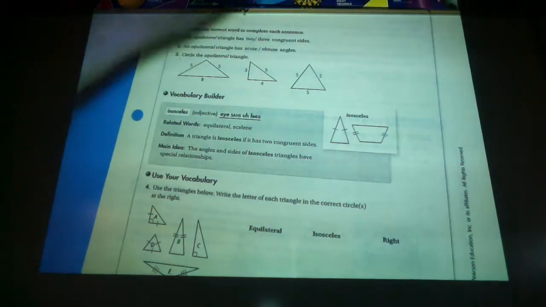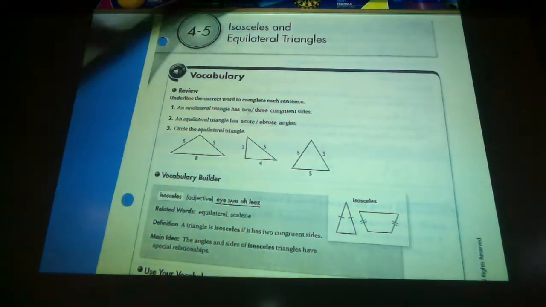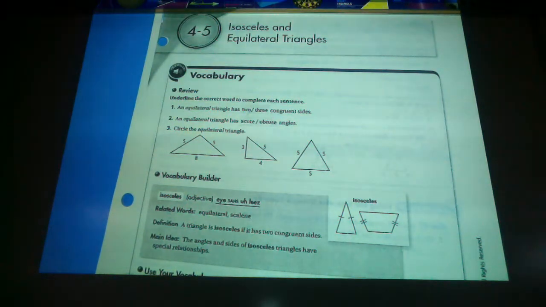All right, so we're only going to look at the first two examples today on 4.2. But go ahead and do the review 1 through 3 and answer those questions.